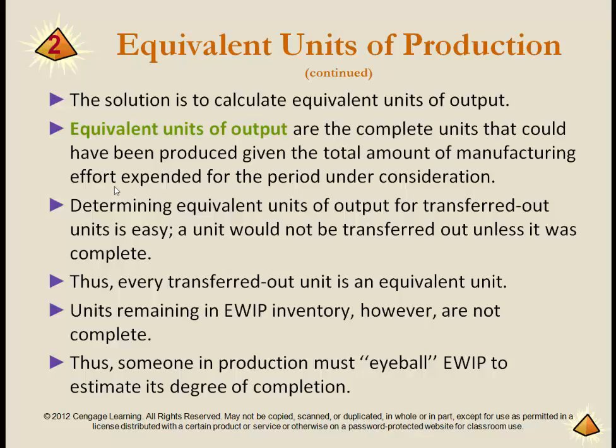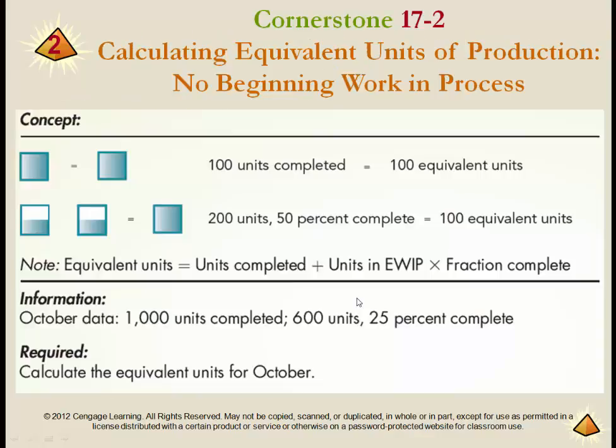Once we take that, the transferred out is easy, because that's one for one. If it's transferred out, it's 100% complete, so the equivalent unit is 1 for every unit that was transferred out. The transferred out unit is an equivalent unit. The ending work in process is not complete, so it's some percent completed, and we're going to eyeball or estimate what that percent complete is. That's a big deal for what we're trying to do here.